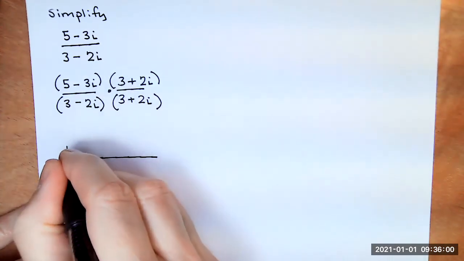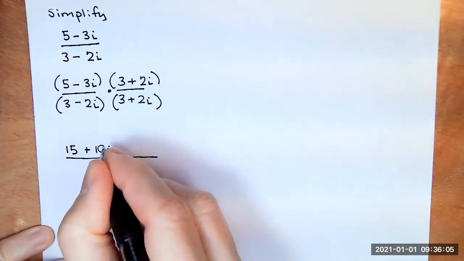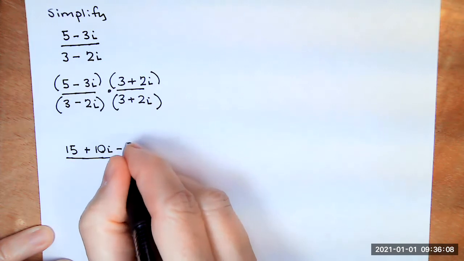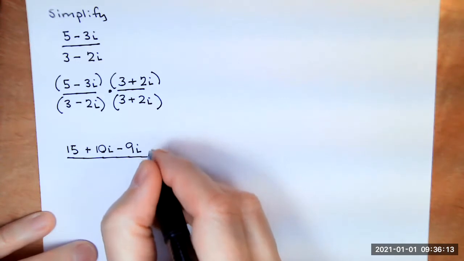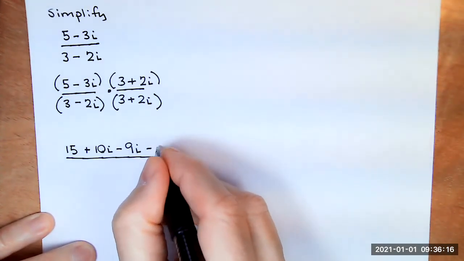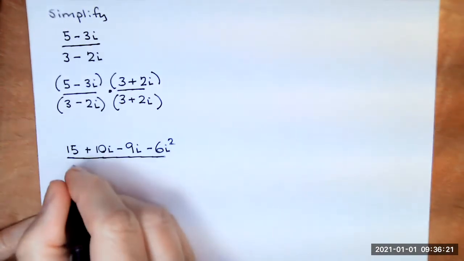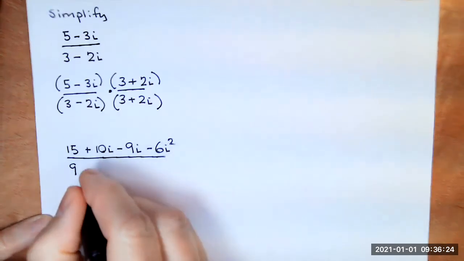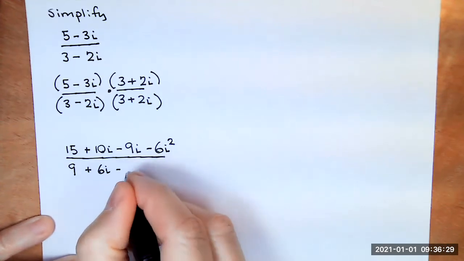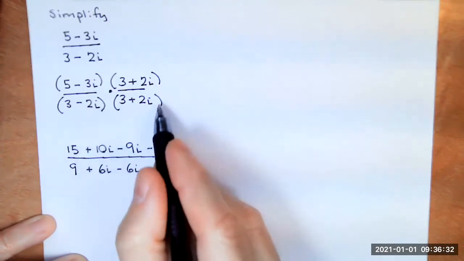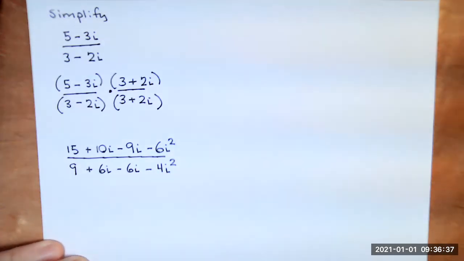5 times 3 is 15. The outer product is 10i. The inner product is minus 9i. And then the last terms, -3i times positive 2i makes -6i squared. 3 times 3 is 9. The outer product is plus 6i. The inner product is minus 6i. And then the last, minus 4i squared.